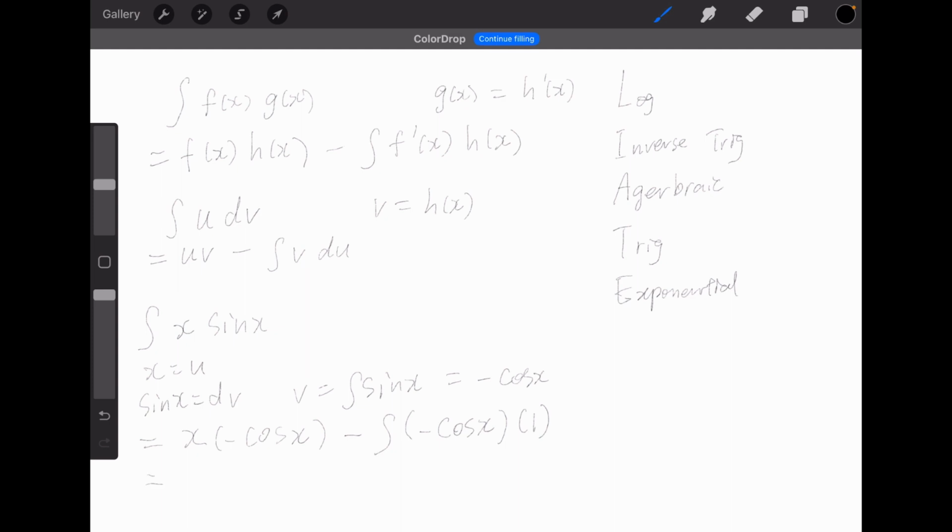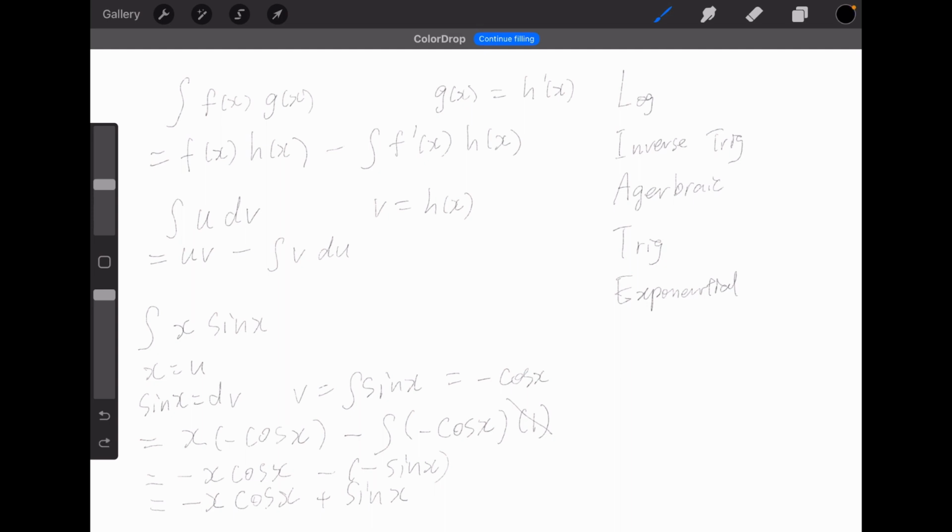And now let's organize the expression, and we can write it this way. Negative x times cosine x minus the integral of negative cosine x, we can just ignore the 1 at the end, which is negative sine x. And we can rewrite the equation as negative x times cosine x plus sine x. That would be the final answer.